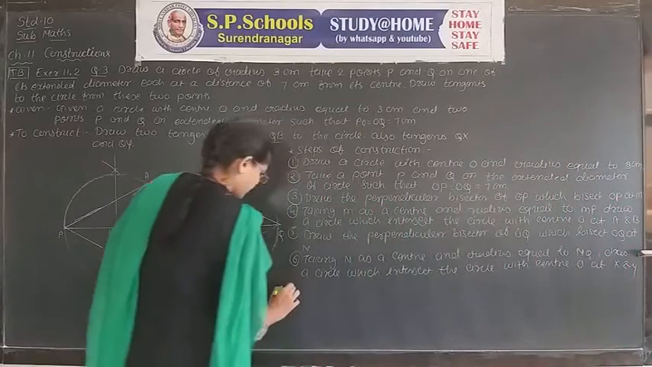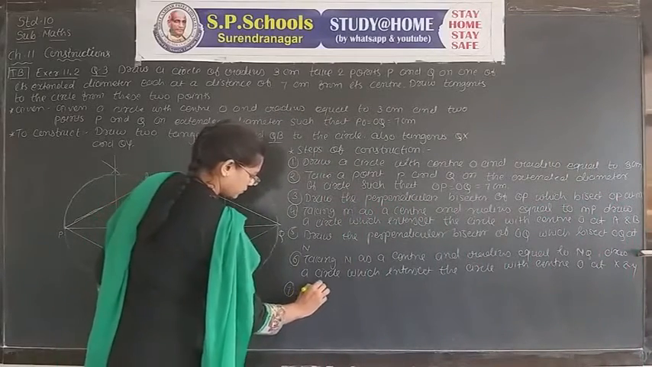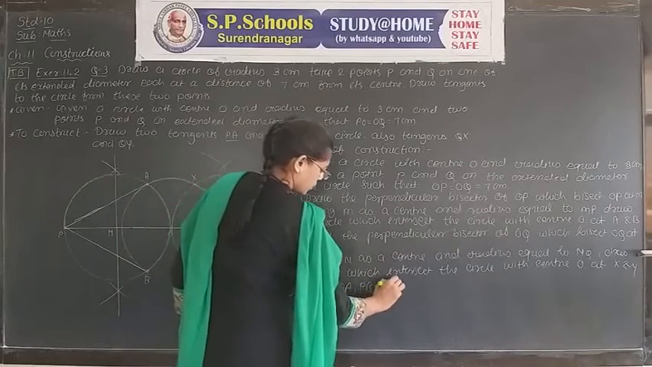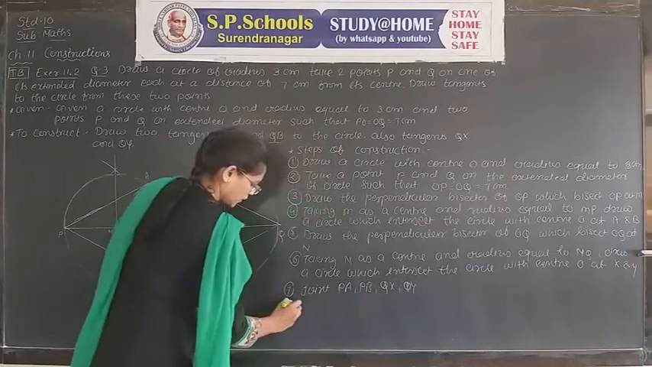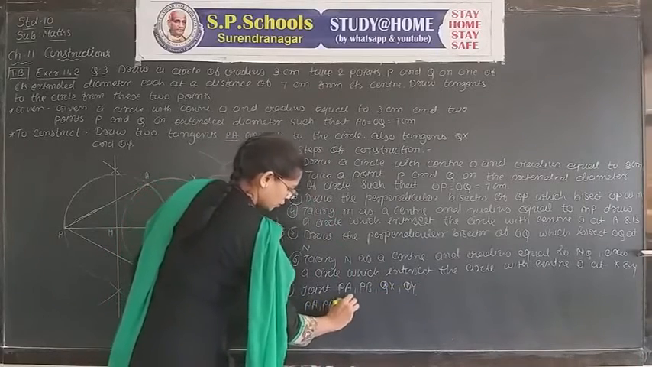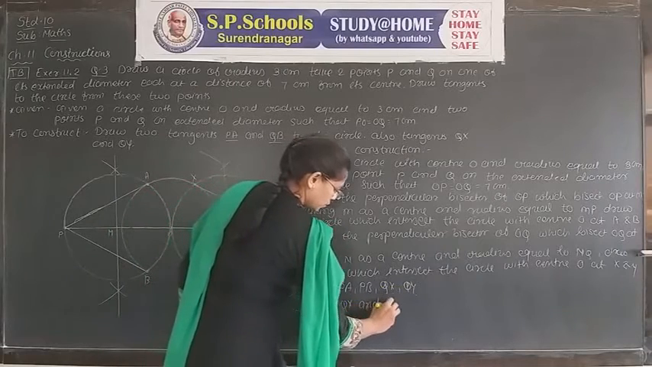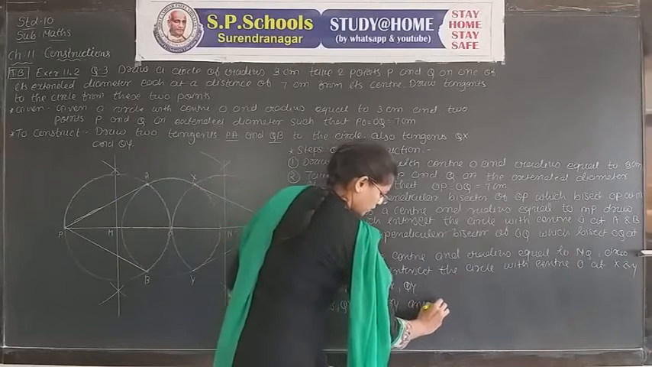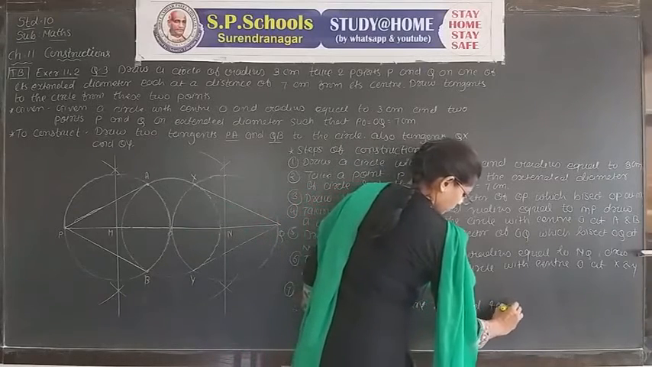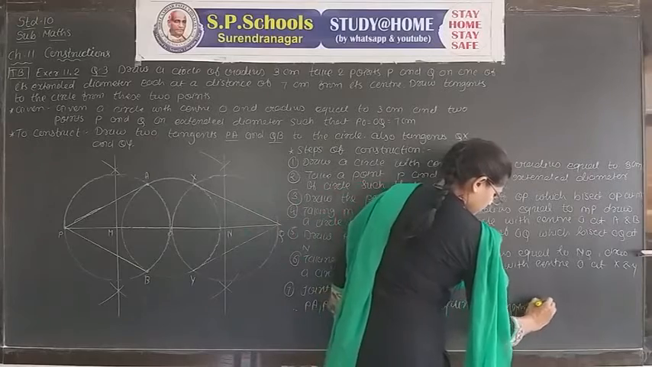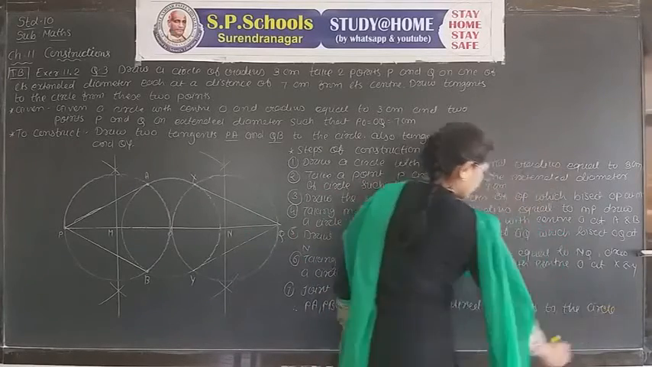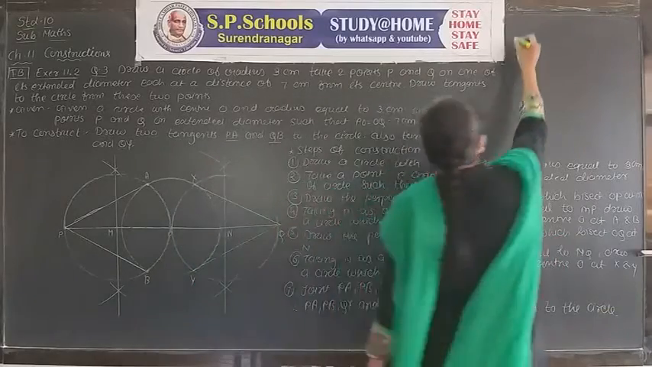At last, the seventh step: join PA, PB, QX, QY. Therefore, PA, PB, QX and QY are the required tangents to the circle.